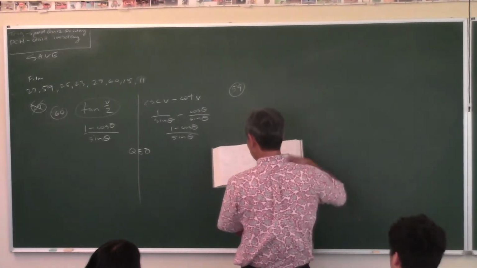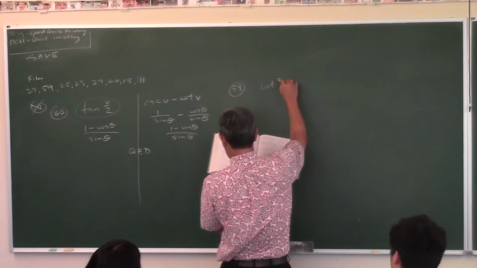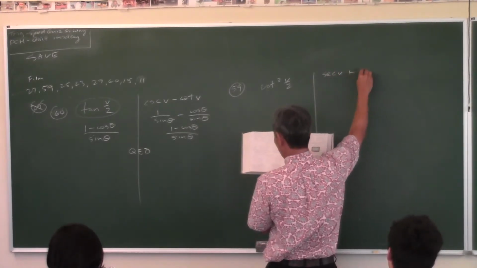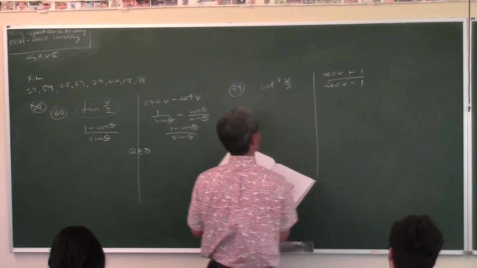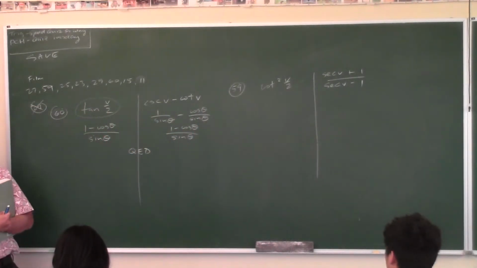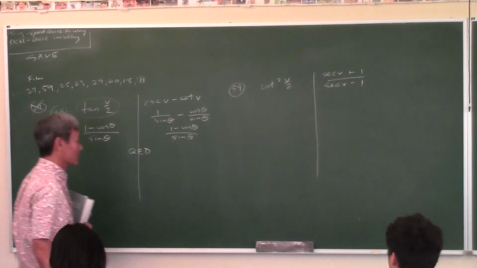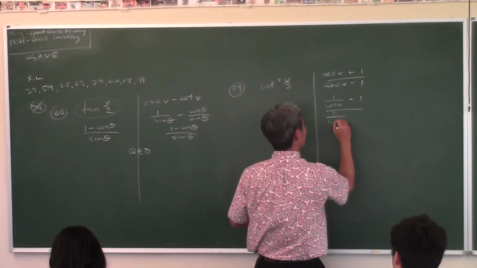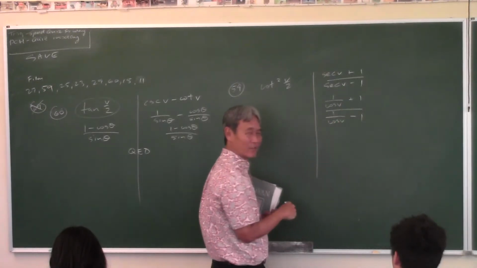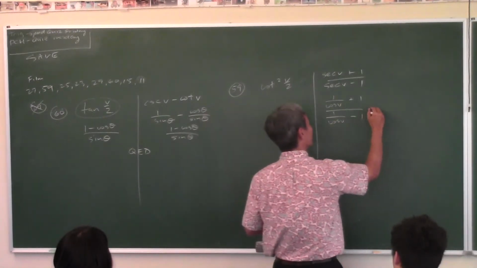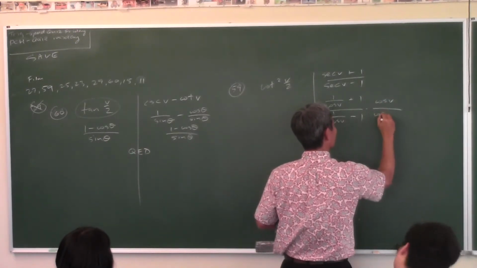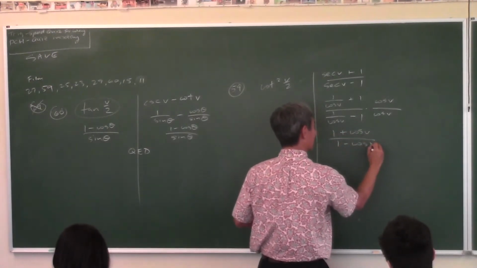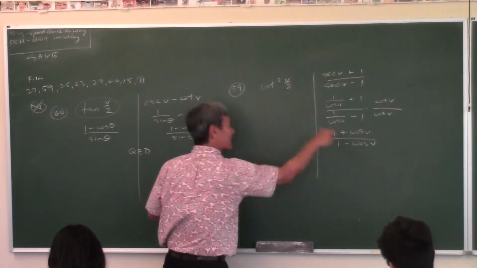59. Cotangent squared v over 2 equals secant v plus 1 over secant v minus 1. Why are they using v? I don't like v. Mr. Park, I just have absolutely no idea where to start. Change everything to sines and cosines. So here, 1 over cosine plus 1, over 1 over cosine minus 1. And when you have fractions within fractions, multiply top and bottom by cosine v. If you distribute it in, you're going to get 1 plus cosine all over 1 minus cosine. Right? So somehow, I'm going to make that into that.